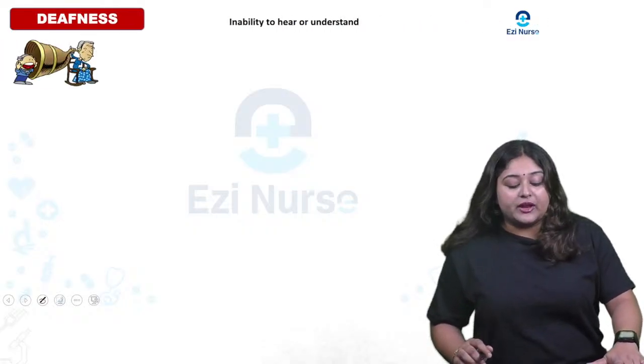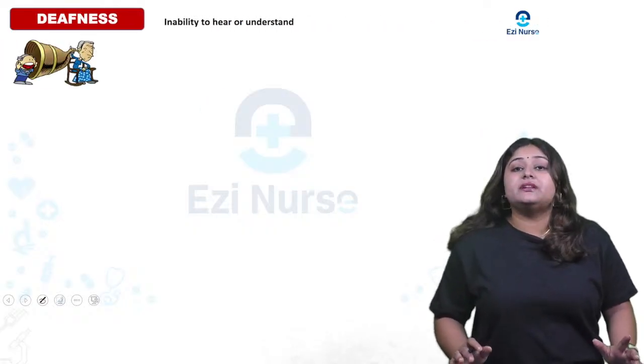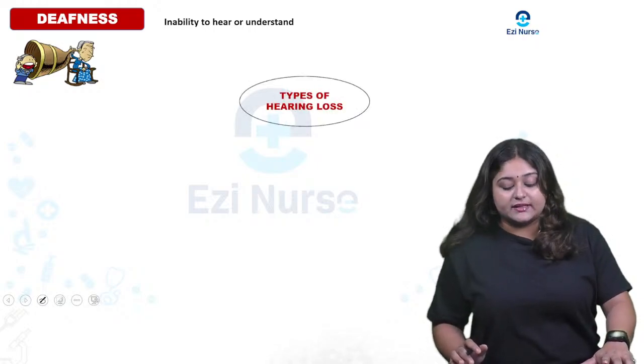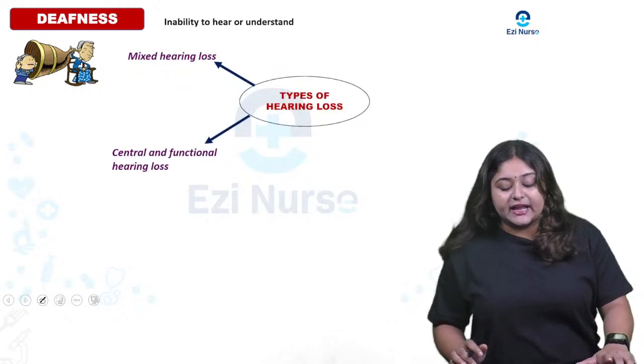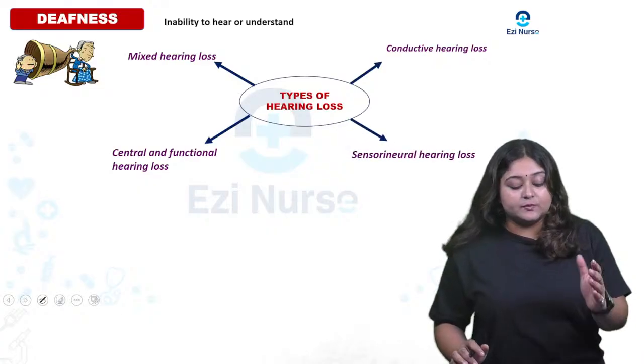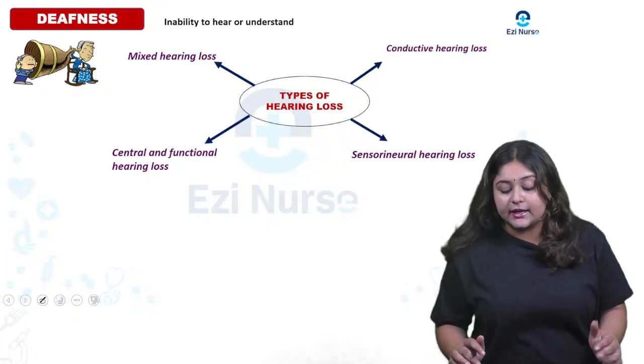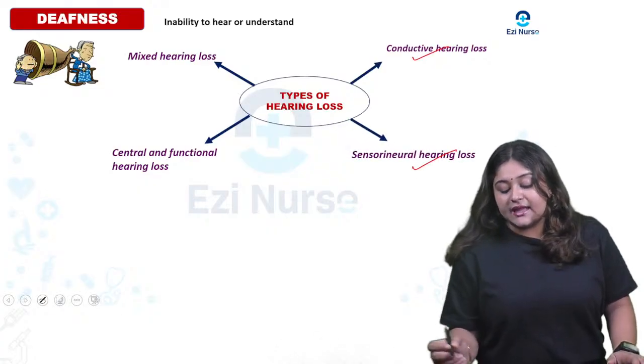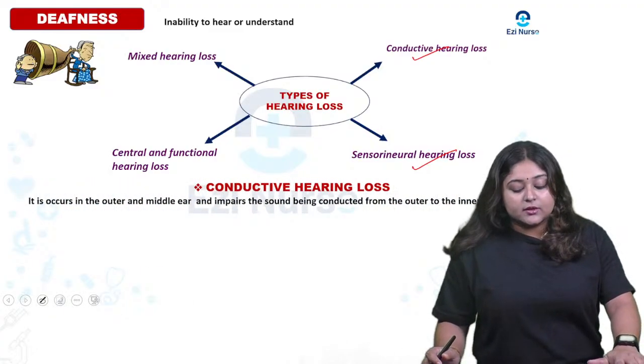Now come to deafness. Deafness is nothing but inability to hear or to listen and understand. There are several types of hearing loss. First is mixed hearing loss, central or functional hearing loss, conductive hearing loss, and then sensorineural hearing loss. So let's see one by one.